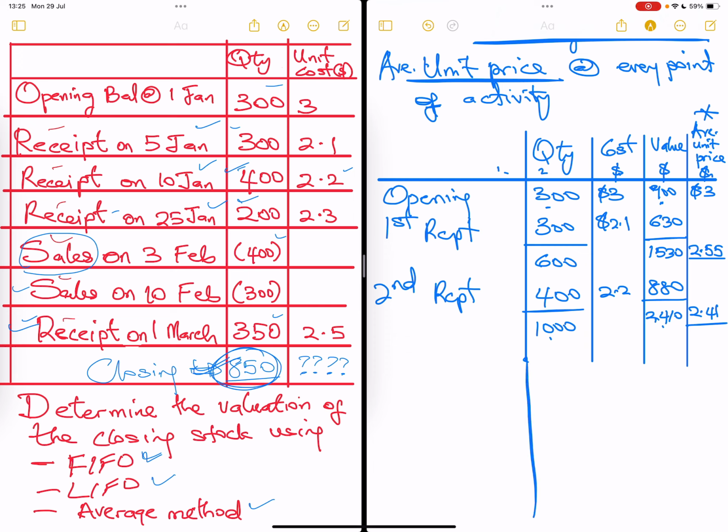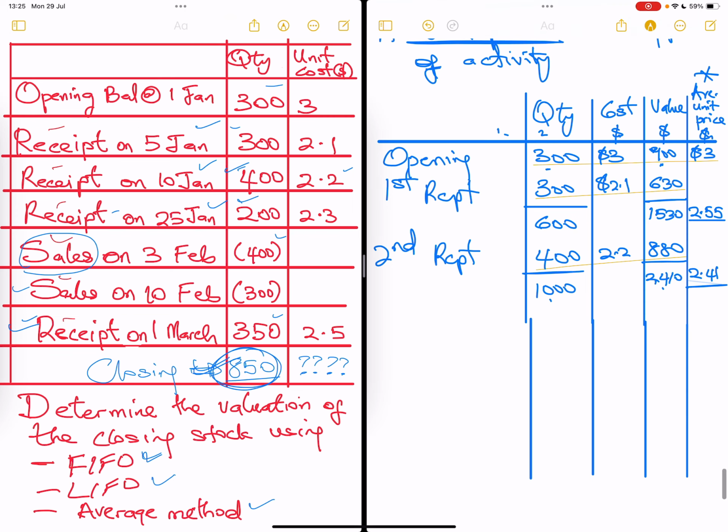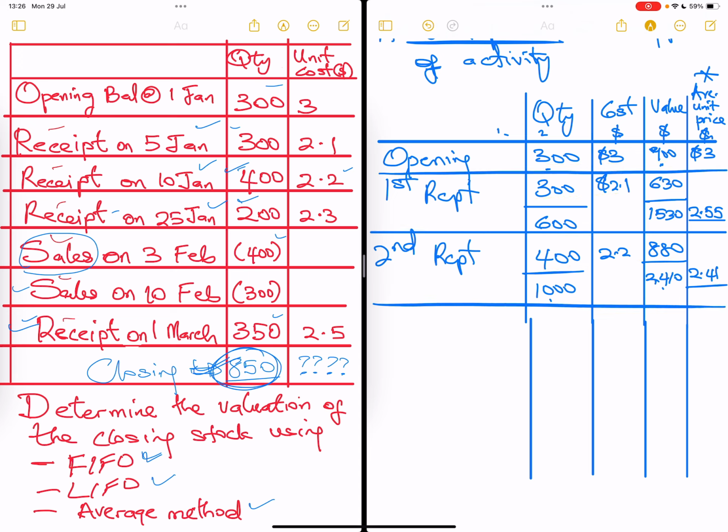Then you move on to the next activity that took place in the year. I hope this is making sense. So we'll close the first receipt. We've done our valuation. We'll close. Then we'll go to the third receipt.